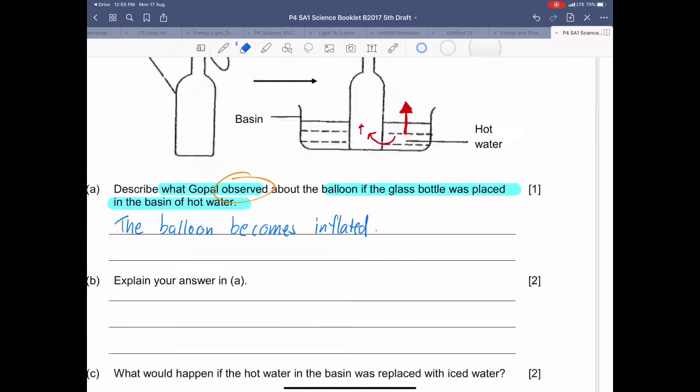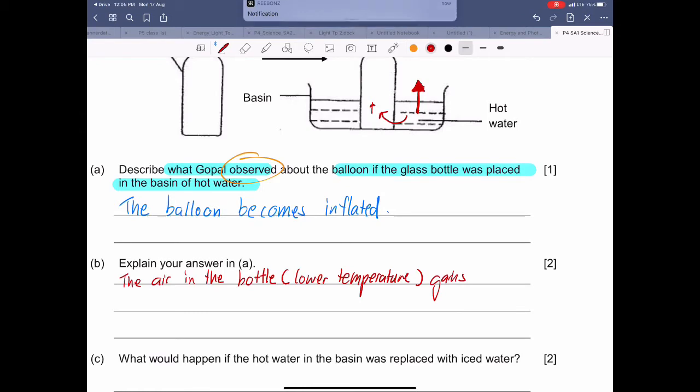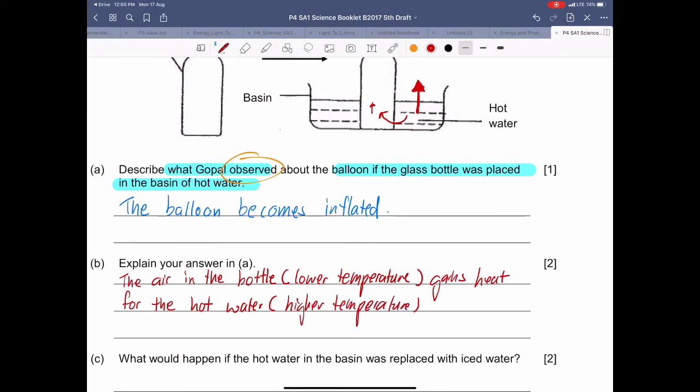Okay? So what I'm looking for is, the air in the bottle, remember, I always tell you, bracket lower temperature, the cooler region gains heat from the hot water, bracket, which is the higher temperature, causing the air to expand and inflate the balloon.